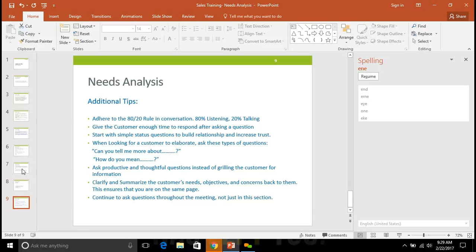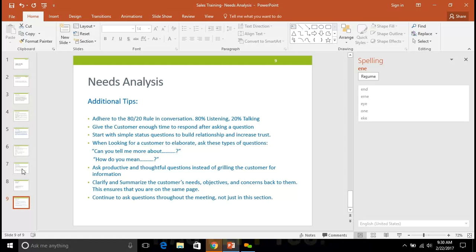All right. And then the last slide is some additional tips. Adhere to the 80-20 rule in conversation. 80% listening, 20% talking. Right? Give your customer enough time to respond after asking a question. Again, don't be in such a hurry to respond. It's not a race. Okay? Start with simple status questions to build a relationship and increase trust. And then build into more emotionally laden questions.